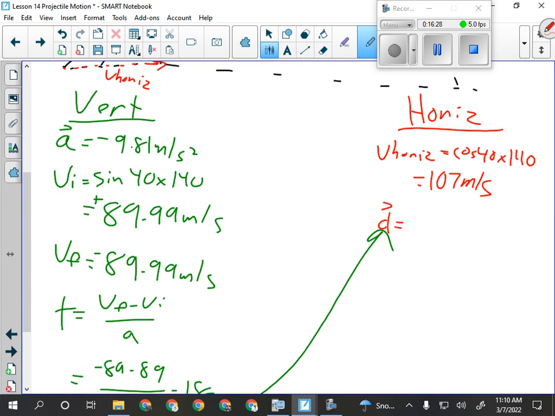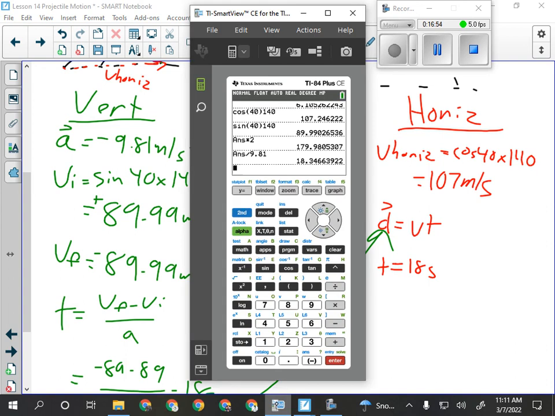And this is what somebody in artillery would have to do. If they were going to launch a cannonball or a shell at a distant target, they have to figure out what angle do I put the artillery at, and how much powder do I use to get the velocity, the muzzle velocity I need. Okay, so we've got our 18 seconds. So V times T, we take our two numbers there.